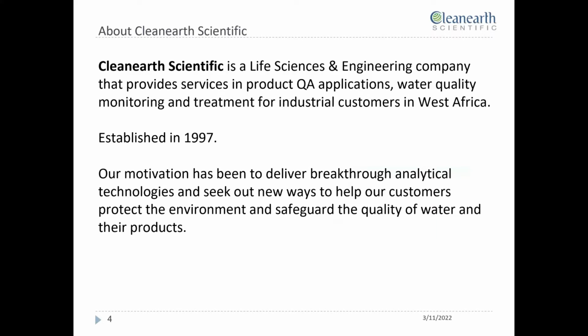So Cleanearth Scientific, basically, we are a life sciences and engineering company. We've been providing services in product quality assurance applications, water quality monitoring and treatment for industrial customers in West Africa, and we have been doing this for the past 25 years. Our office is at Lashibi Community 18. That's where we have our Ghana and West Africa operations from.